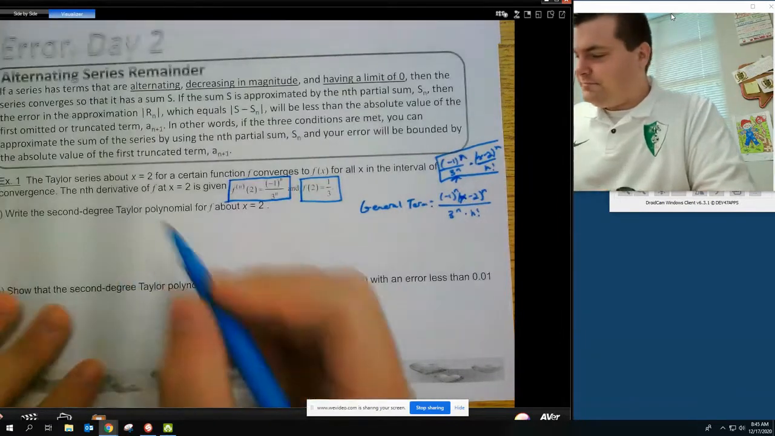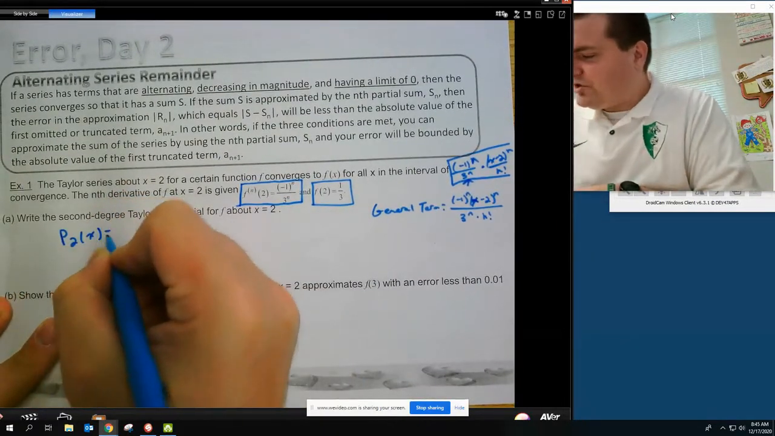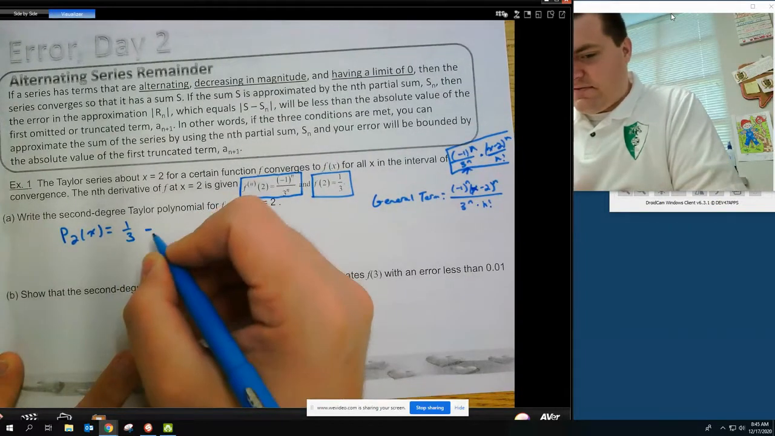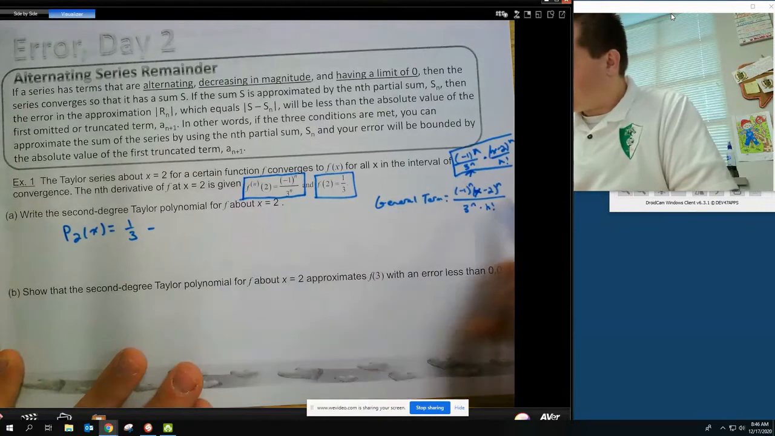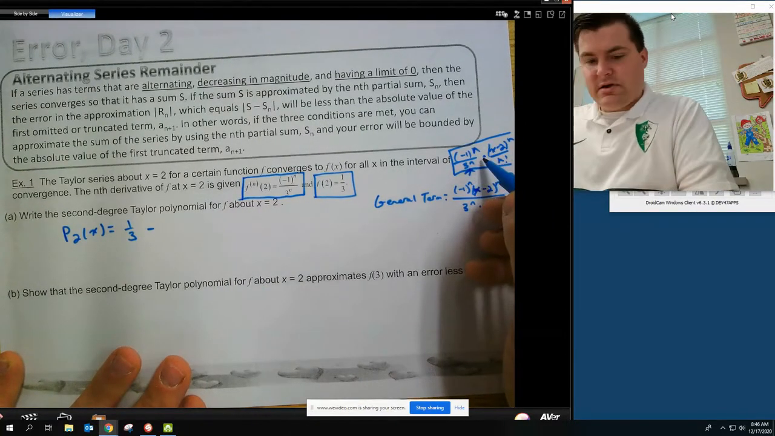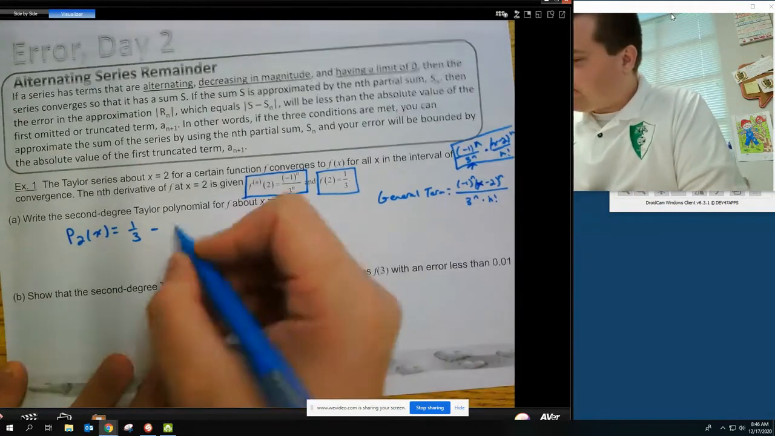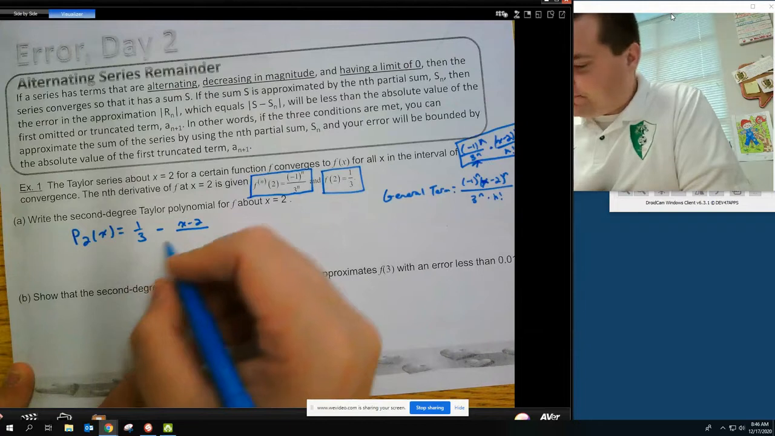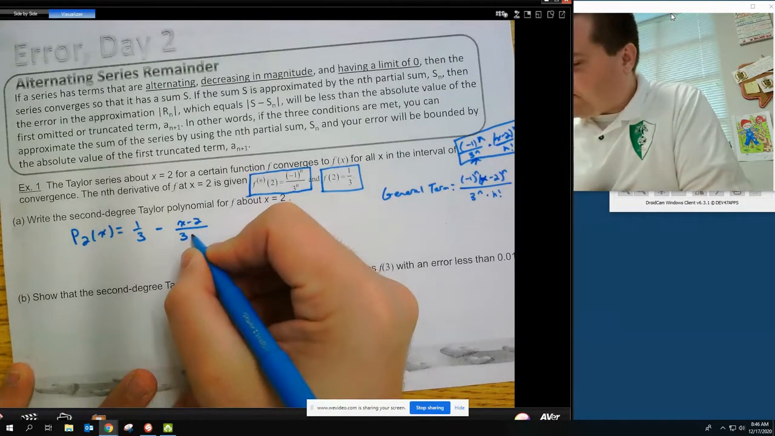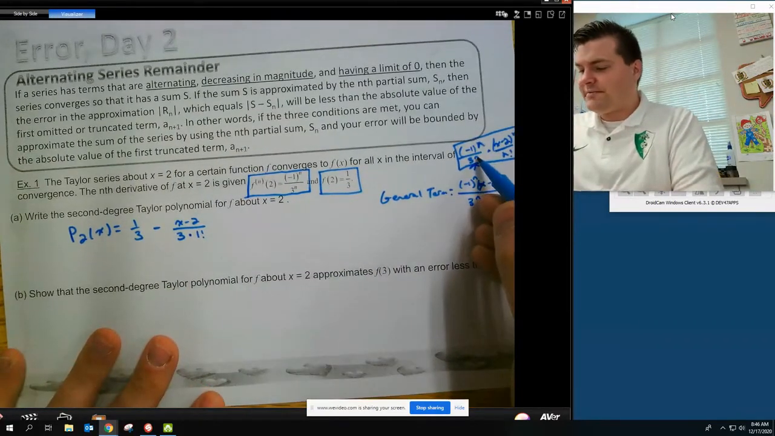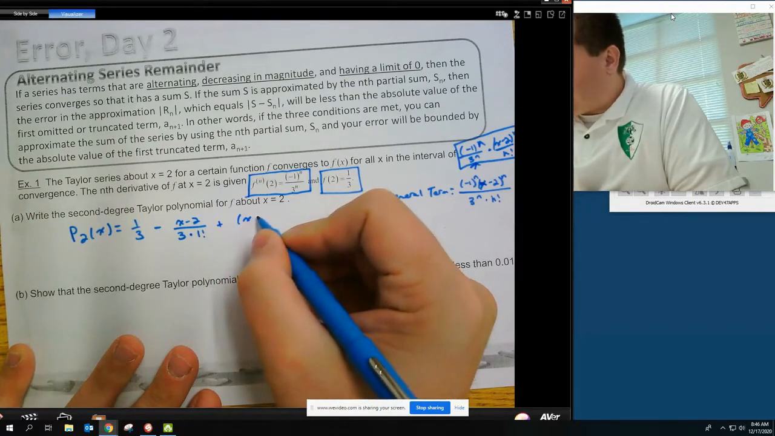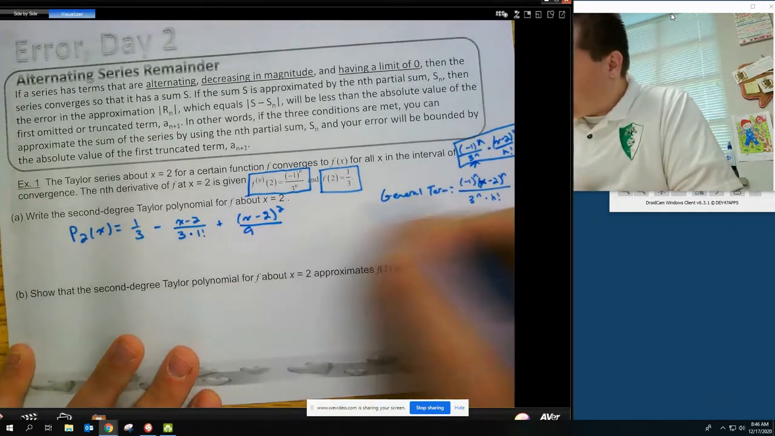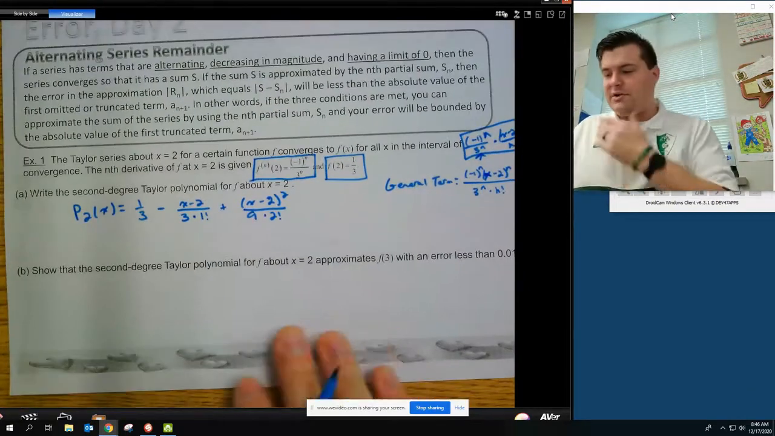So now I can write this out. Second degree, that's not bad. The initial term is 1/3, plus n equals 1, which is going to be -1/3 times (x minus 2) all over 3 times 1 factorial. I'm just plugging in ones here. Plus (x minus 2) squared, which is positive, and this is going to be 9 times 2 factorial on the bottom. All right, there's my second degree polynomial.